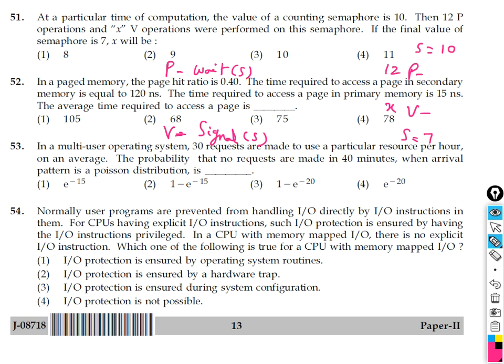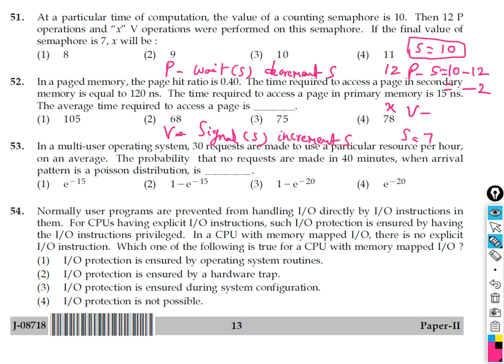So we already know that whenever wait of s is initiated, then the semaphore value will be decremented, and whenever signal operation is initiated, then it will increment the semaphore s value. Okay, so initially the value of a counting semaphore is 10. Then how many operations of p were implemented? 12 operations. That is why we have to perform decrement 12 times, which is represented as minus 12. So now s will become 10 minus 12, that is equivalent to minus 2.